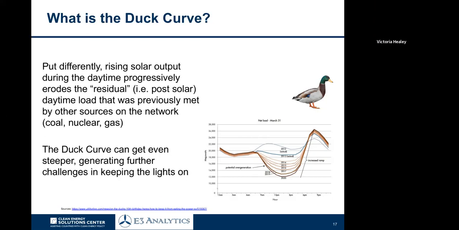Put differently, rising solar output during the daytime progressively erodes what is called the residual, i.e. the post-solar daytime load that was previously met by other sources on the network. The duck curve can get even steeper as the amount of solar generation increases in the system, generating further challenges in keeping the lights on.